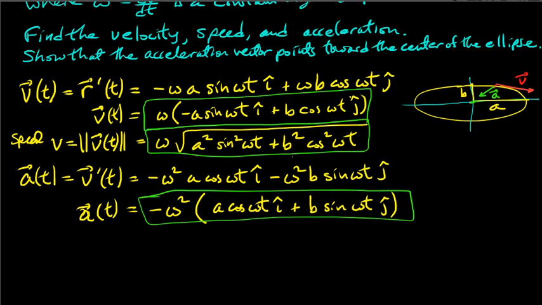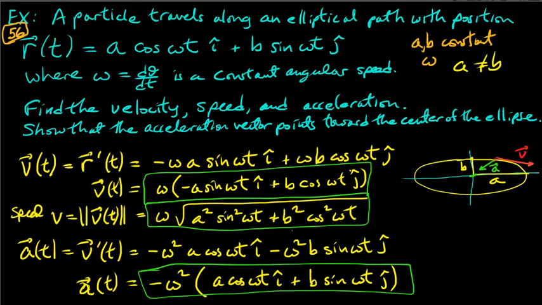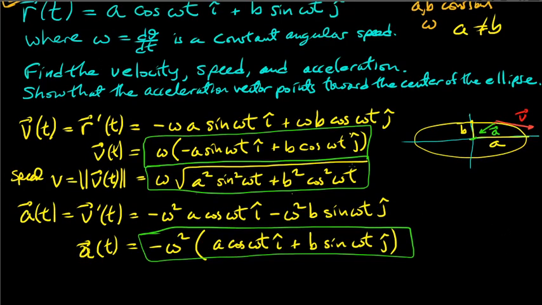So we just have to be a little bit clever here. Notice something about what's in the parentheses here. And I got to take you all the way to the beginning. What's a cosine omega t i plus b sine omega t j? It's this, way up here. It's the original position function. So this is really just equal to minus omega squared times the position function.